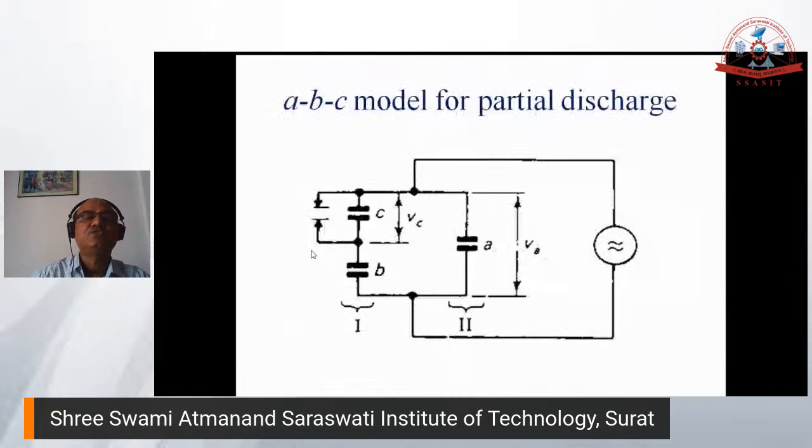Now how is discharge going to occur? Why is discharge going to occur inside that void? That can be explained with the help of this ABC model. I told you that if there is a void at any point of the conductor, it can be modeled like this ABC diagram. This ABC diagram is a very common diagram for the partial discharge community, for explaining the partial discharge phenomenon. What's happening for that?